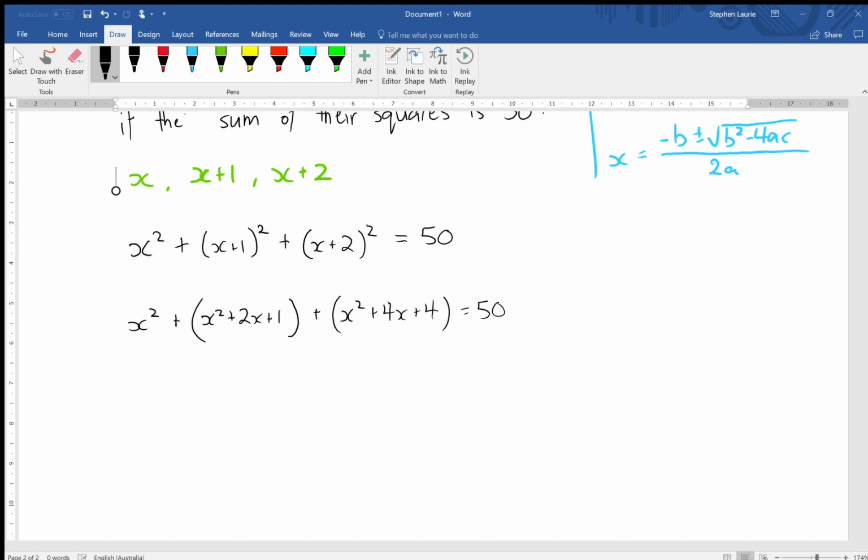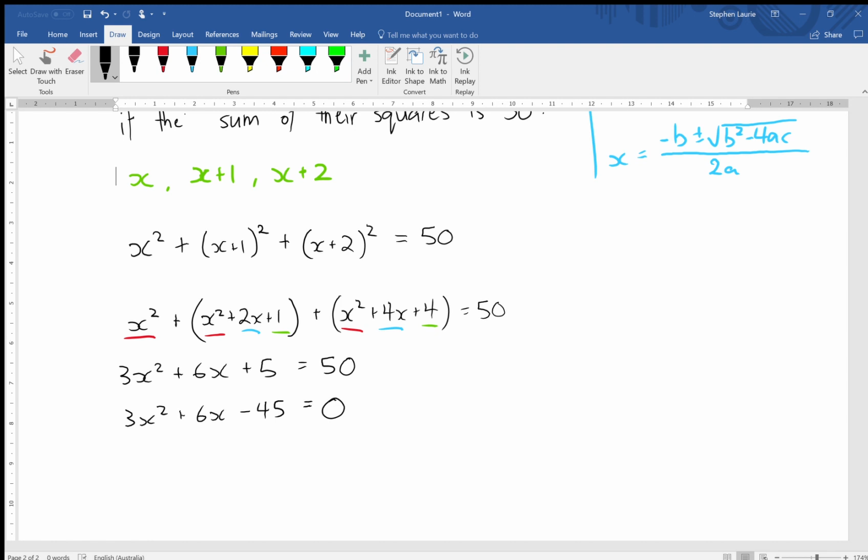Now we've got a few like terms. We've got some x squareds that we can put together, some x terms that we can put together, and some constants. So we can tidy all that up by collecting like terms. We have 3 lots of x squared, 6 lots of x, and plus 5 equal to 50. Let's subtract 50 from both sides. So we get minus 45 on the left and 0 on the right.